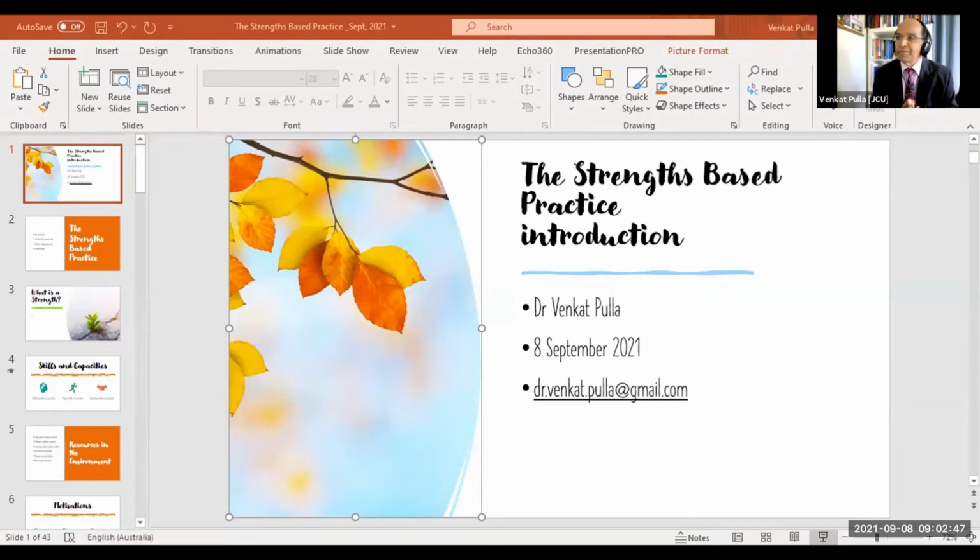Begin this particular introduction to strength-based practices.